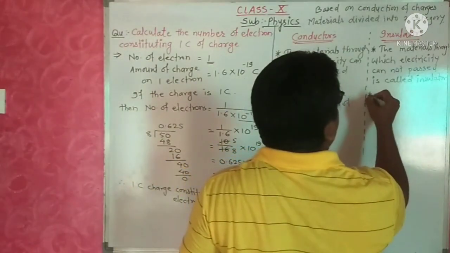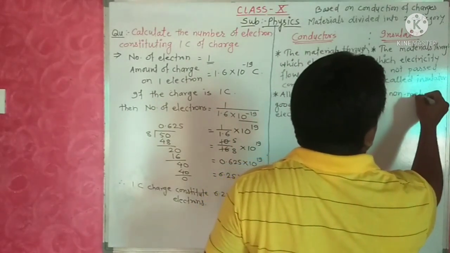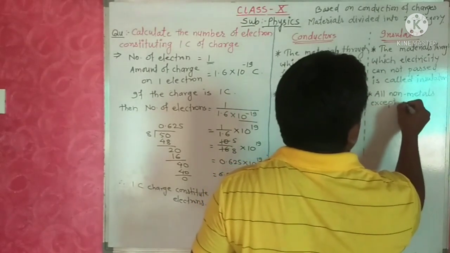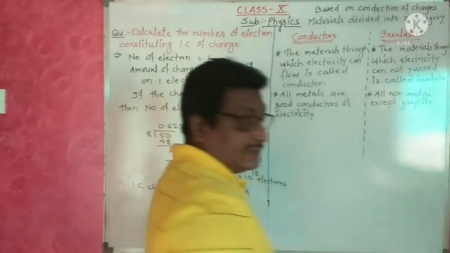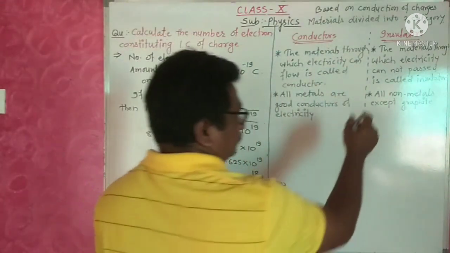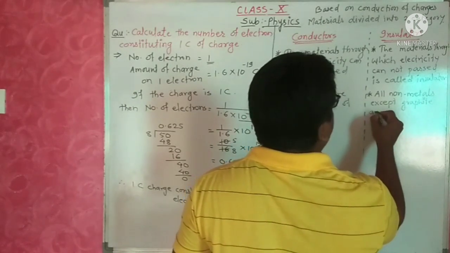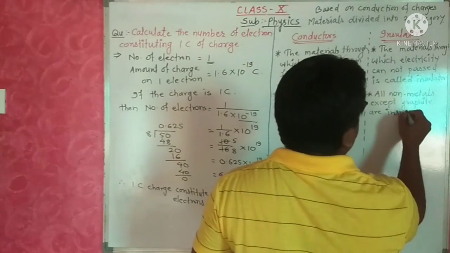And here what will come? All non-metals except graphite, because graphite is a good conductor of electricity. All non-metals except graphite are insulators.